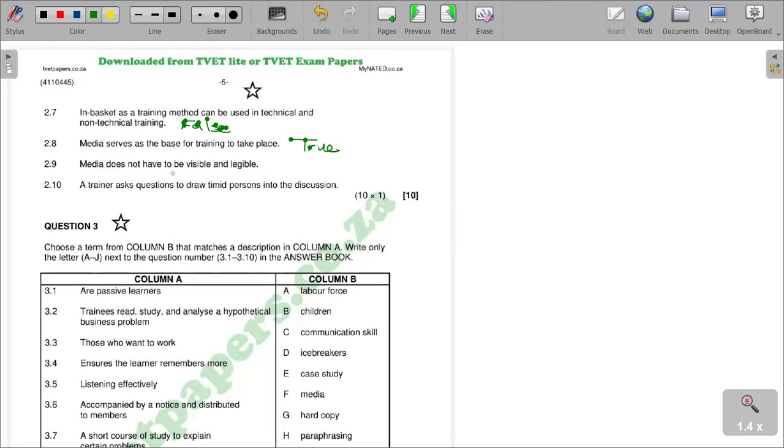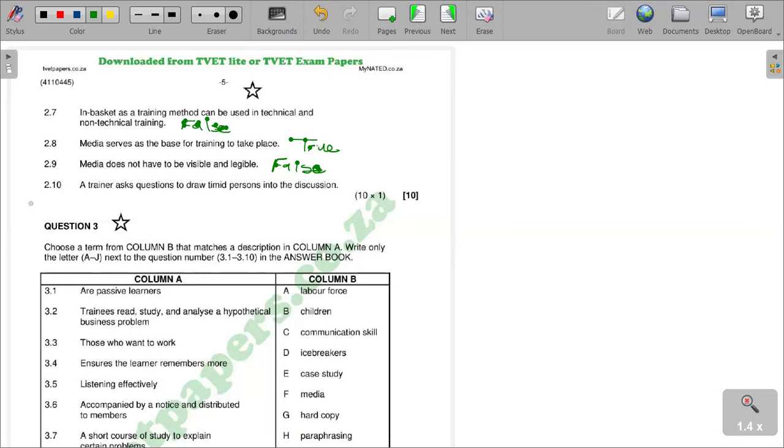2.9, media does not have to be visible and legible. That's a false statement. They are supposed to be visible, right? They are supposed to be visible so that participants can be able to see them clearly, right?